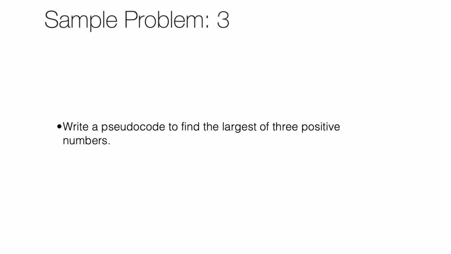The next problem is to write a pseudocode to find the largest of 3 numbers. What I want all of you to do is pause this video for a few minutes and write a pseudocode to find the largest of 3 positive numbers. Assume that you're going to get 3 positive numbers from a file or user, and you need to find the largest number from those 3 numbers. Pause this video for a few minutes and write the pseudocode.